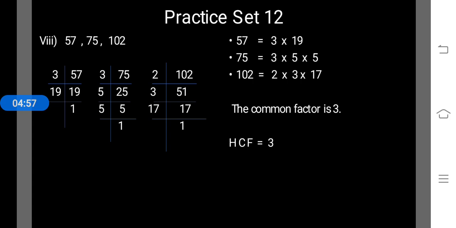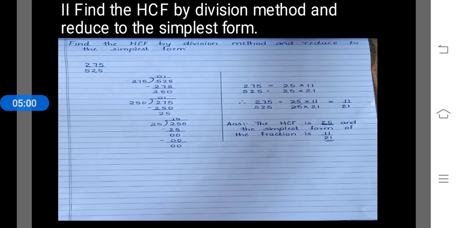Find the HCF by division method and reduce to the simplest form. The first one, 275 upon 525. 525 is the greater, so it is divided by 275. We get the remainder as 250. In the second step, 275 gets divided by 250 and the remainder is 25. Again 250 gets divided by 25, the remainder is 0. Hence the HCF is 25.